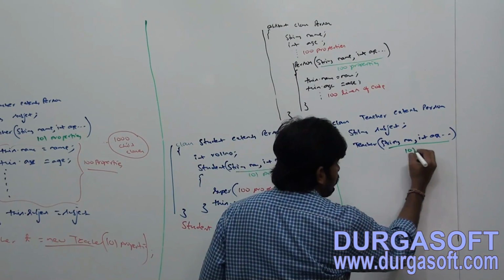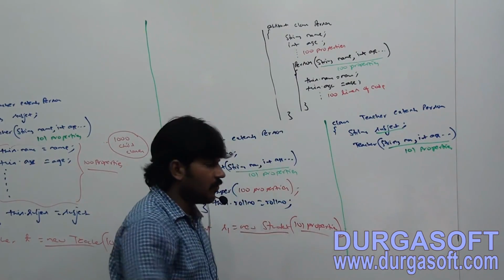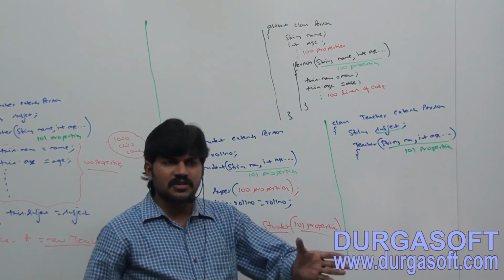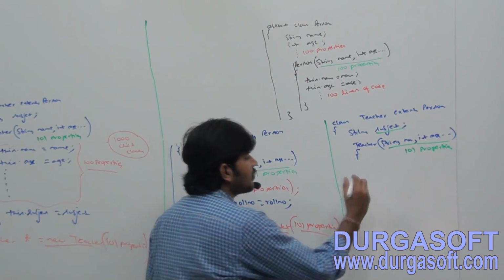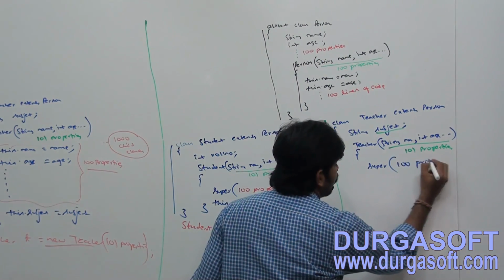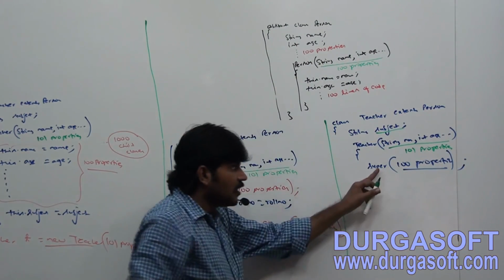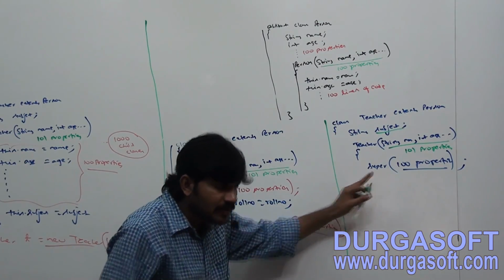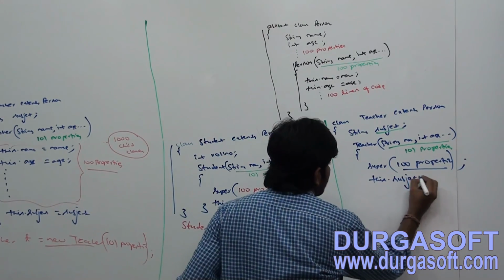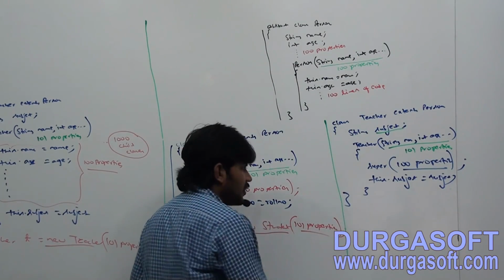Sir, can you tell how many properties are there? 101 properties: 100 properties from the parent and one child-specific property. Within that, it is not required to write this dot name, this dot age a hundred times. Just one line. What is that line? Super of 100 properties. And after completing super, what is the next line? This dot subject is equal to subject. Okay, end of this constructor, end of the teacher class.